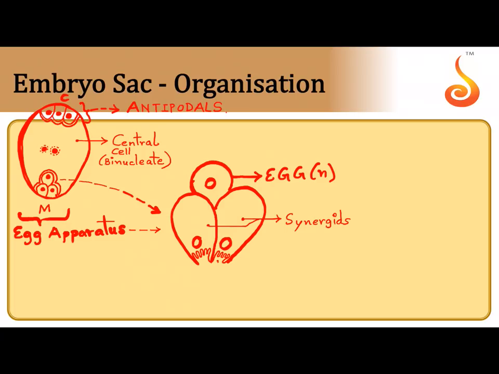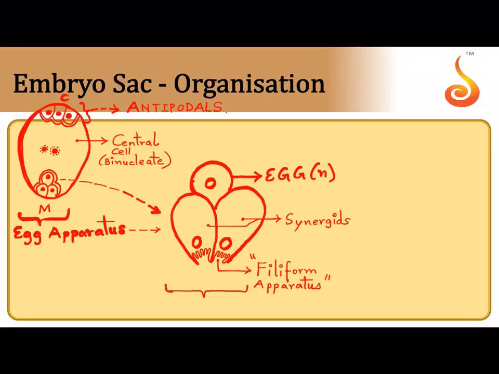Finger-like projections of the cell wall. This infolding of the cell wall is called the filiform apparatus. It plays a very important role in fertilization. We will see later how it plays an important role in fertilization. Okay, so the egg and two synergids together constitute the egg apparatus. Yes or no? Egg apparatus has two synergids and one egg.